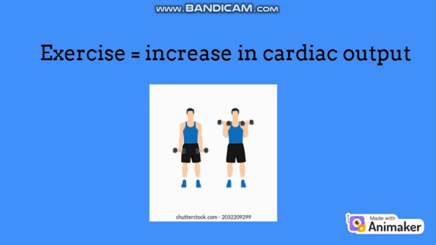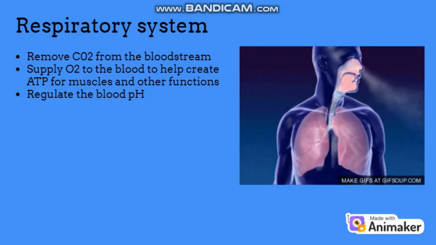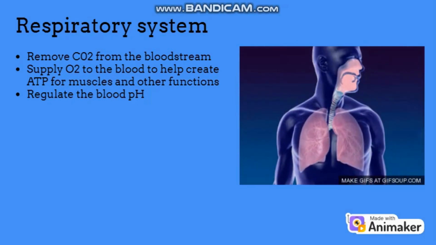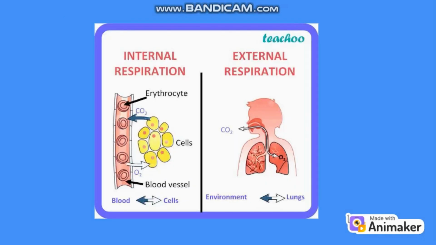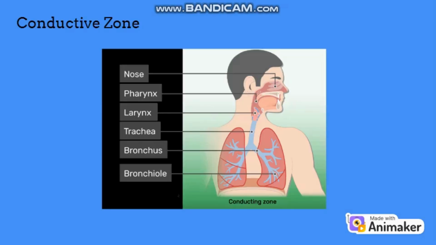There are three main functions of the respiratory system. These are the removal of CO2 from the bloodstream, a constant supply of oxygen to the blood to help create ATP for muscles and other functions. As you breathe, the body undergoes two kinds of respiration: external respiration, which refers to the process of the exchange of O2 and CO2 in the lungs, and internal respiration, which is the exchange of gases where the O2 is delivered and the CO2 is removed. From here, the oxygen can go through cellular respiration to create energy.